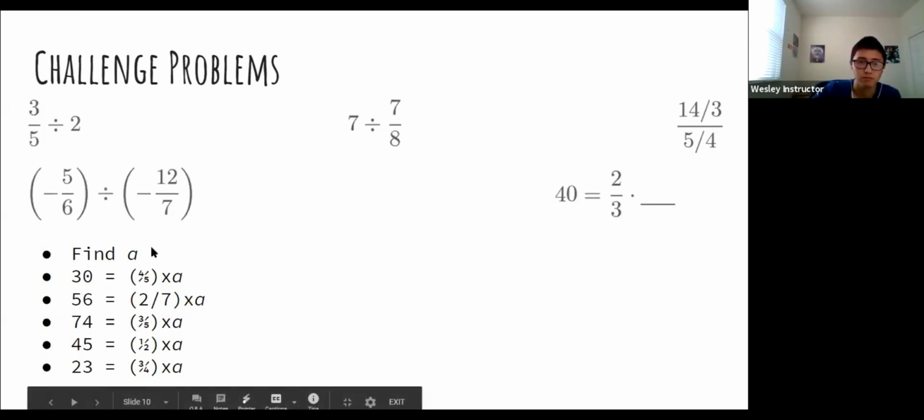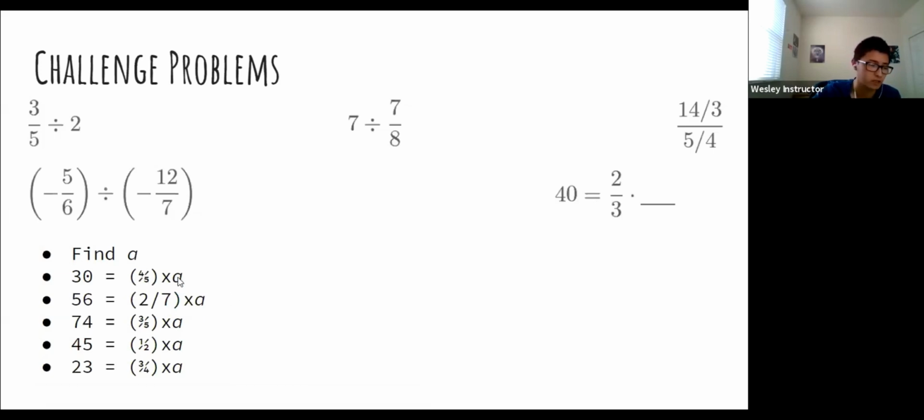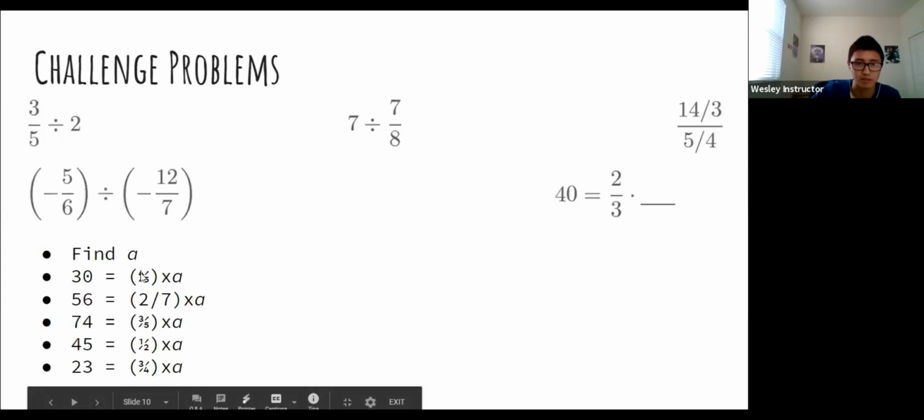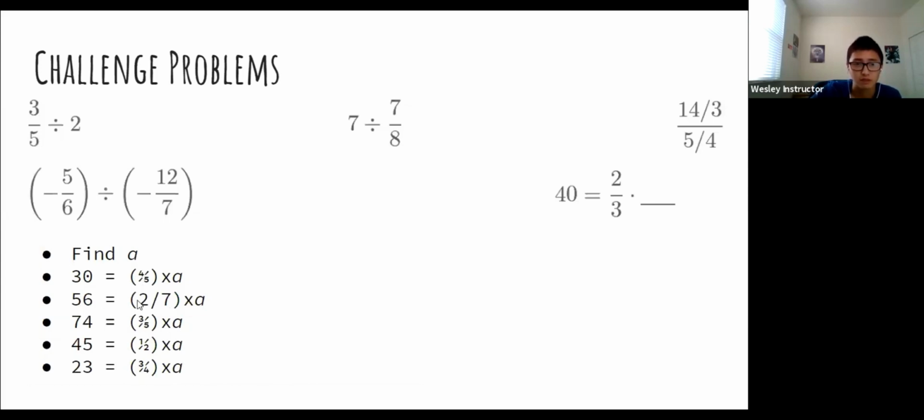In the bottom, find a. So 30 times 4 over 5, divide each side by the fraction, and then a equals 37.5. And then I just made these numbers up, so that's why some of the numbers might be kind of weird. 56 divided by 2 over 7, which will give you a, and the answer is 196.